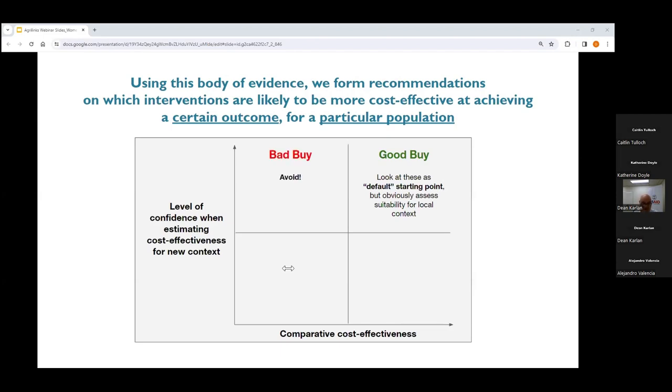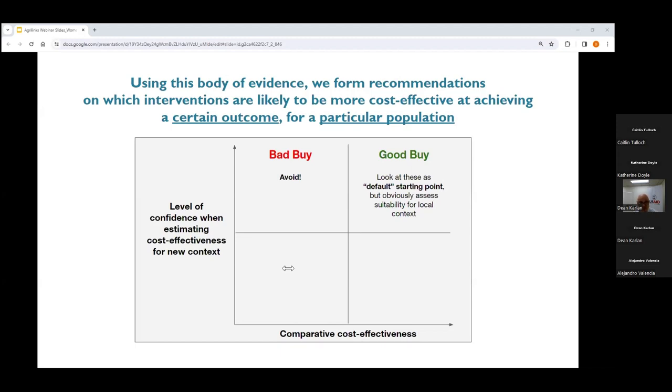On the other hand, sometimes we see an intervention for which we have a lot of good cost-effectiveness data, which consistently shows that the intervention is not delivering high impact per dollar relative to alternatives. In some cases, we see zero effectiveness again and again across many contexts. This is what we would call, unfortunately, a bad buy. And we're hoping that USAID staff avoid these kinds of interventions or treat them as an extremely risky proposition.